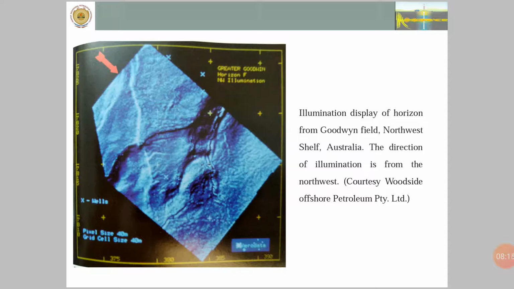The fault has been clearly brought out, which cuts the main fault, which is blue in color. So illumination is an important horizon attribute which is useful to understand the relief, the texture, the disruption, the dissociation, and the fault and fracture.